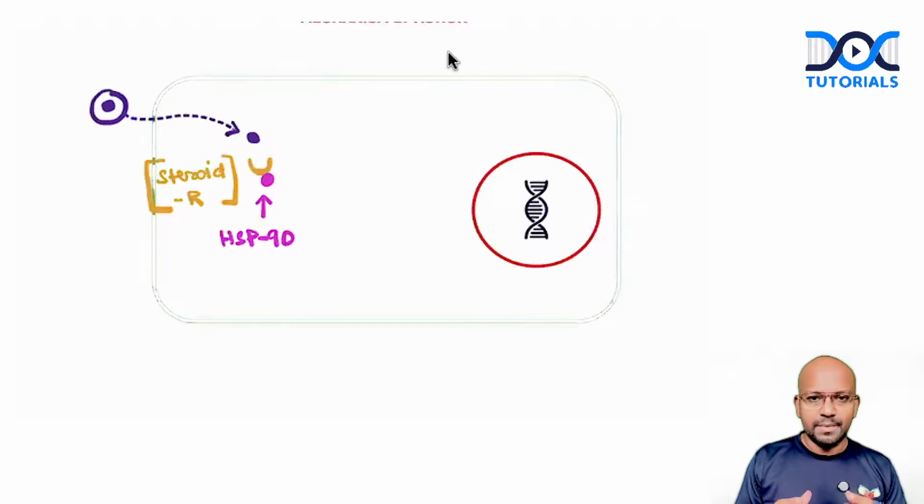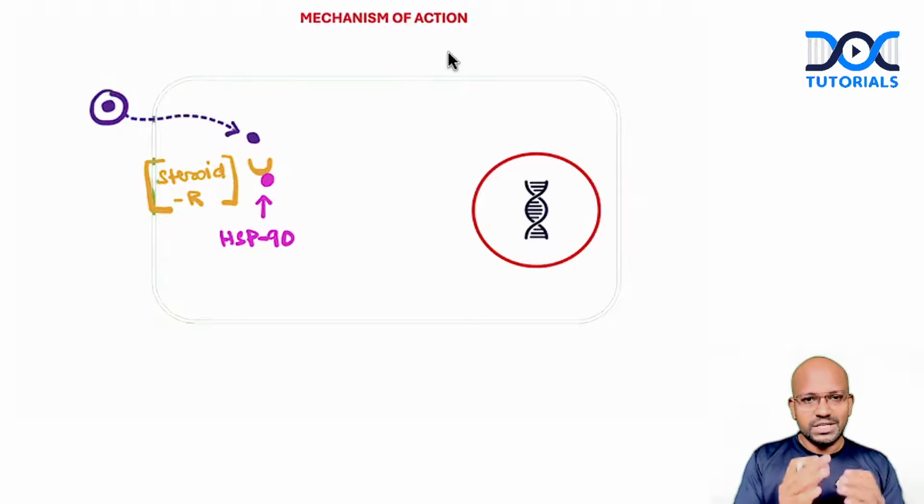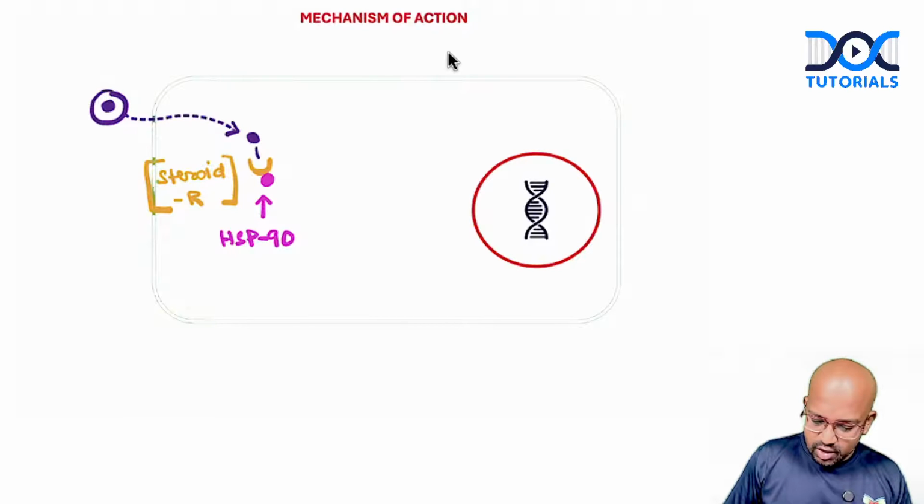So what exactly happens at that point? When the glucocorticoid comes and binds with the receptor, the HSP90 is going to be thrown out from the surface. Once it is thrown out, the receptor gets activated, which in turn will move inside the nucleus. Thereby, it is going to produce its particular response. So what exactly happens once this glucocorticoid molecule binds with the receptor?